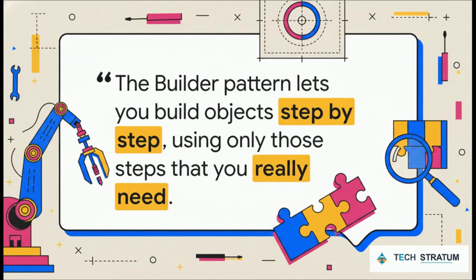And this quote really nails it. It is all about control and precision. You're no longer forced to provide values for a dozen parameters you don't even care about. You get to surgically construct your object, calling only the building methods that are relevant for the exact thing you need to build at that moment.